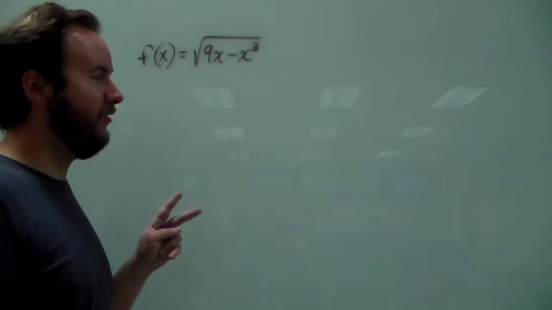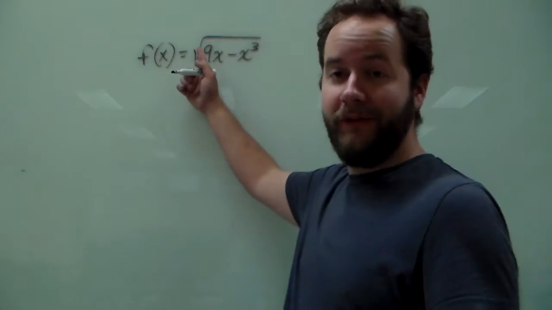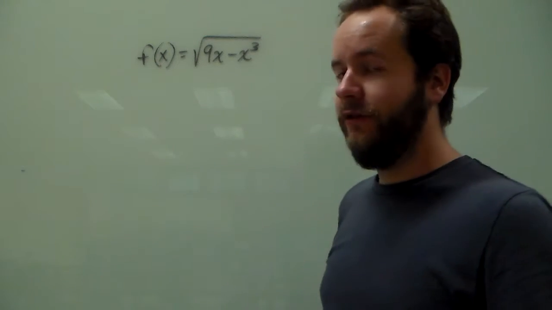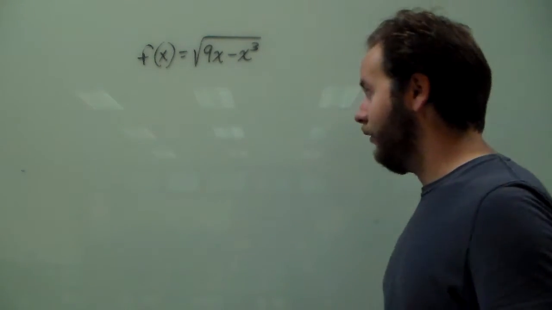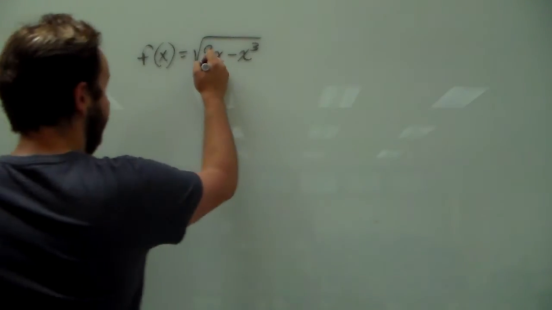Rule number 2 says you can't take the square root or any even root of a negative number. Well, here we have a square root. It's an even root, the second root. We have a square root of 9x minus x cubed. So we want to make sure we don't take the square root of a negative number, and we're going to do that by factoring the inside.